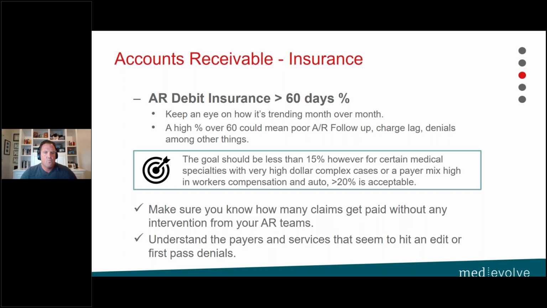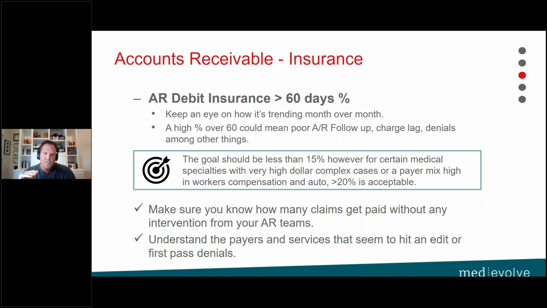You have to understand, why is that AR sitting out there unpaid? Is it denials? Is it poor follow-up? Is it promise to pays that haven't happened, right? There's lots of reasons. This is going to go into how you track the status and the actions that your AR reps take every day on this AR, right? You have to be able to get that data to be able to bump it up against what you're seeing in AR, which we'll talk about here in a little bit.